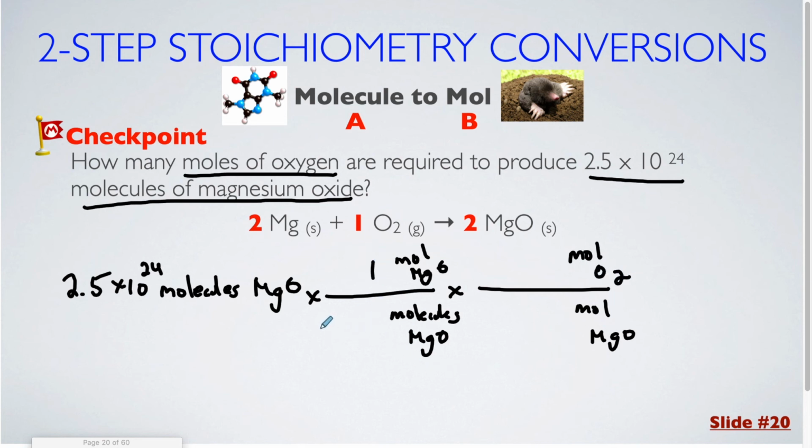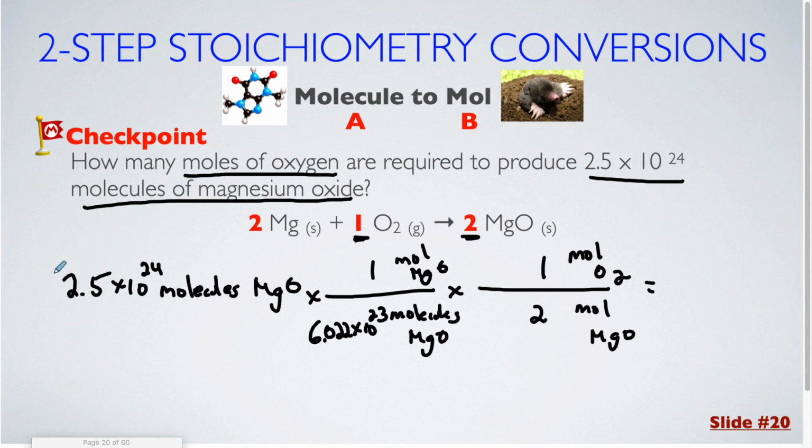1 mole is equal to Avogadro's number when we were talking about either atoms or molecules. And then the mole to mole is from the balanced equation. So for oxygen, that is going to be a 1. For magnesium oxide, that's going to be a 2. So here we are dividing by Avogadro's number, and then we are also dividing by 2.